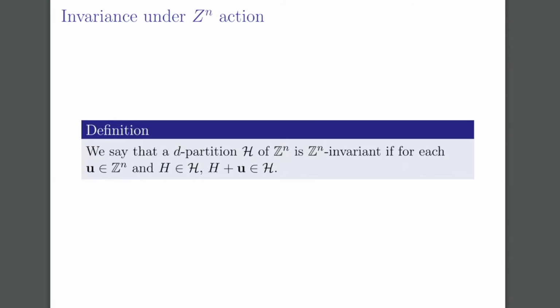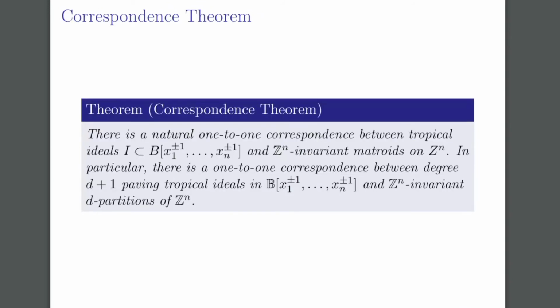So the first theorem we prove in this paper is this natural correspondence that we've just gone over. And that's that if you give me a tropical ideal, then I can tell you a Z^n-invariant matroid on Z^n. I take its underlying matroid, and as we discussed before, the Laurent monomials act on this matroid, and that gives me my Z^n action. So there's nothing deep here.